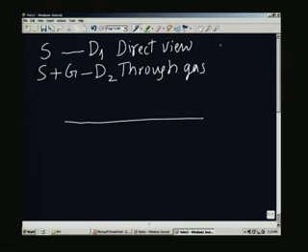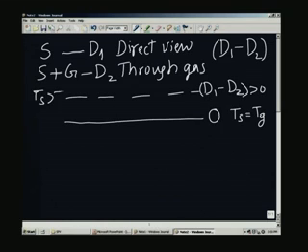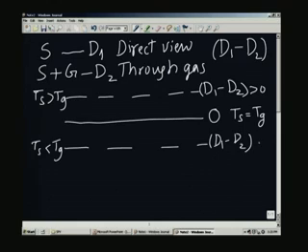If I look at D1 minus D2, the difference between the two signals, which is direct viewing of the source and the second one through the gas, D1 minus D2 will be 0 if Ts is equal to Tg. If Ts is greater than Tg, we know that the direct view D1 will be greater than D2, so this will be positive. D1 minus D2 is greater than 0 if Ts is greater than Tg, and if Ts is less than Tg, then D1 minus D2 is less than 0.